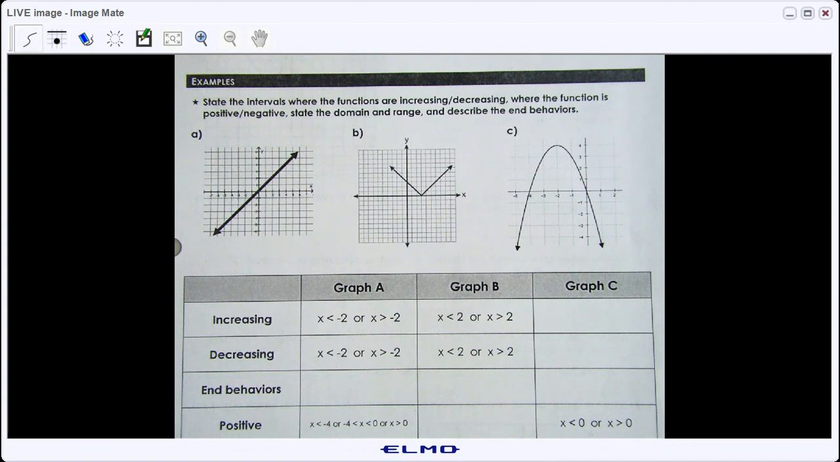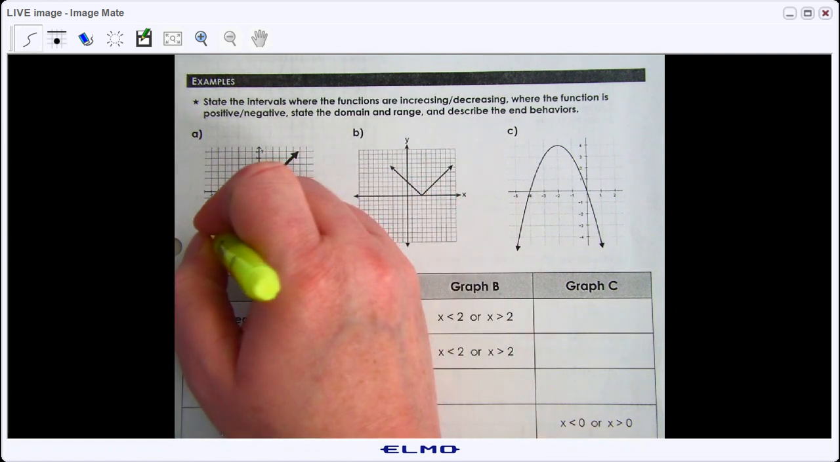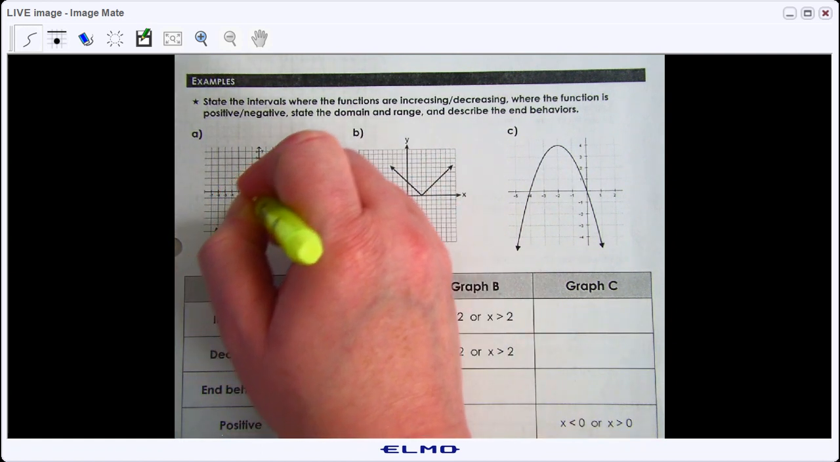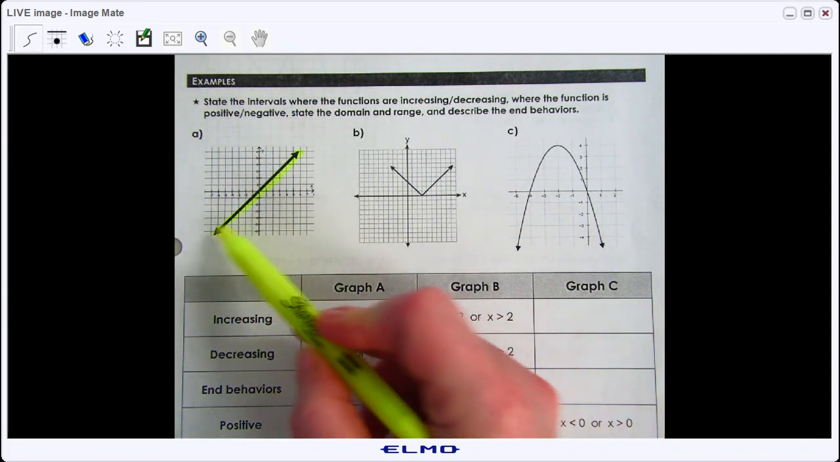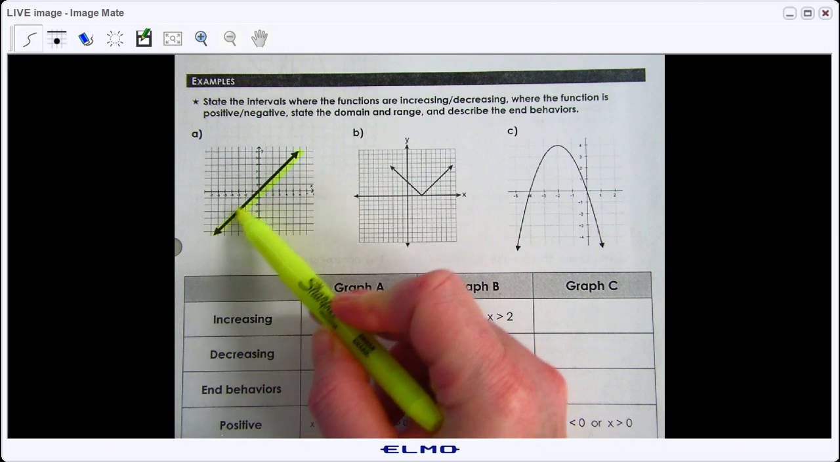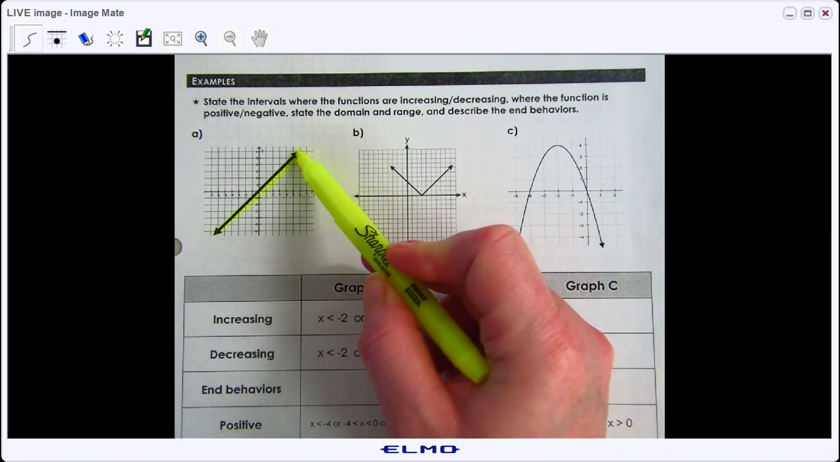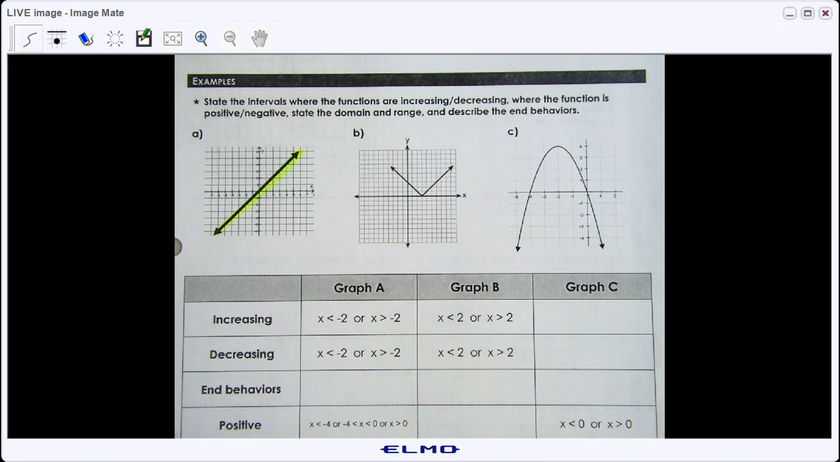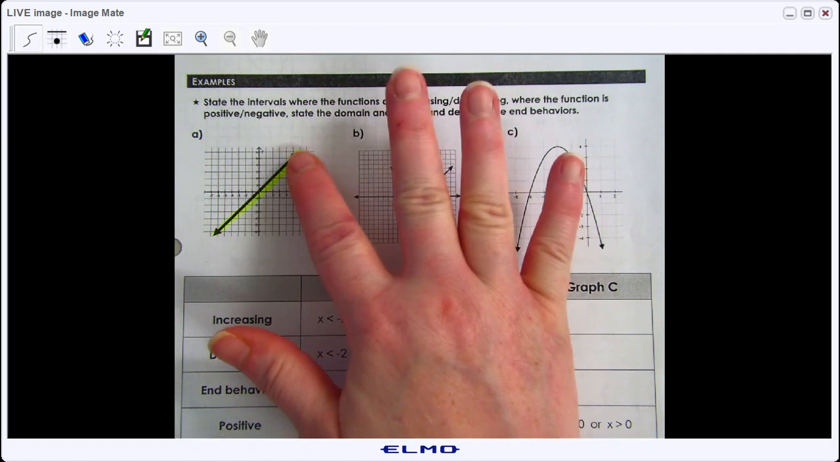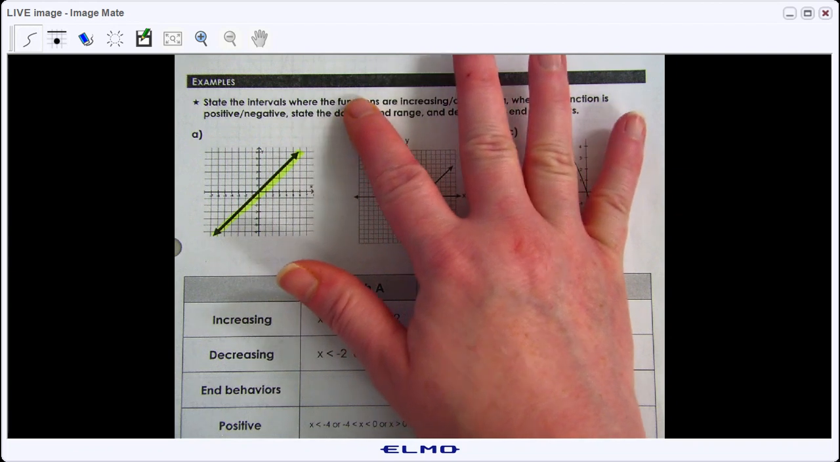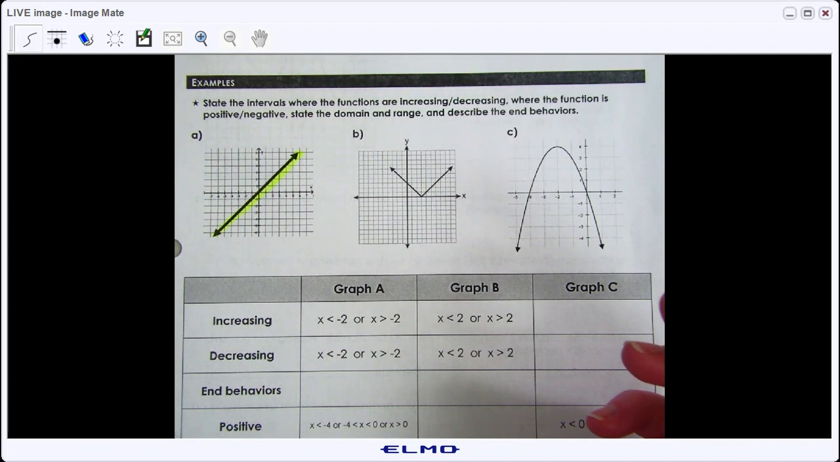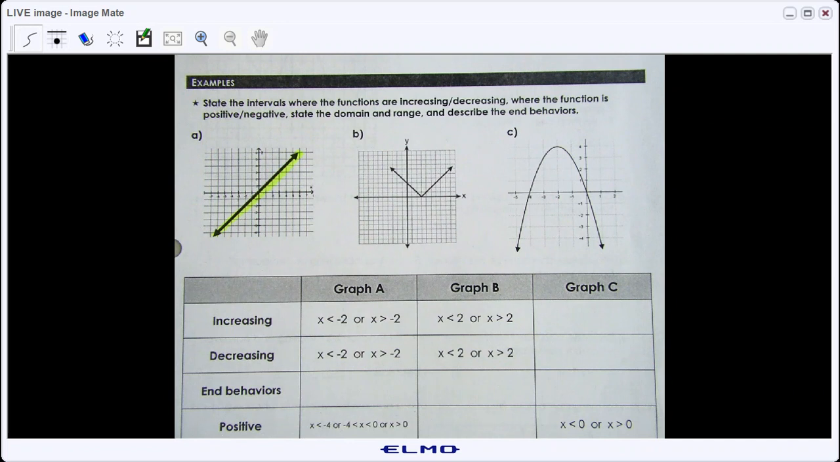This first graph, graph A, my linear graph. If I start on the left side of the graph and my pencil follows the graph as I move to the right side, my pencil is going up. So again, as I follow it from the left to the right, my pencil is going up. So this is an increasing graph. As I visualize it continuing on to the right, it's always going to be an increasing graph.